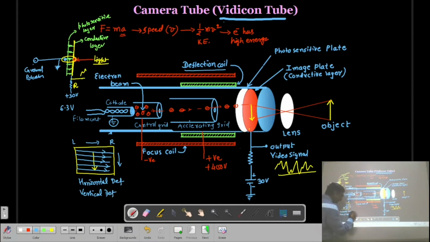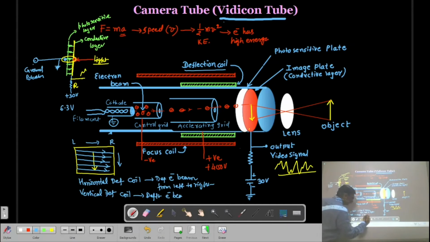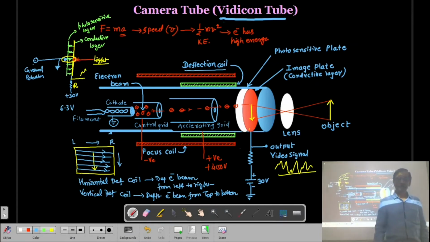So we have a horizontal deflection coil, which will deflect the electron beam from left to right. Correct? And the vertical deflection coil will deflect the electron beam from top to bottom. This is actually known as scanning. So later on we will discuss the scanning in detail.